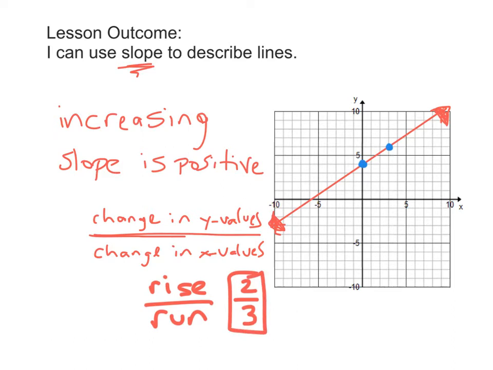Now notice, you have to remember to pay attention to if you're rising up or if you're rising down. So are you going positive or negative? Again, looking back at this, from here we're going up and right. Up is positive, if you think about this as being positive this direction, and this direction is also positive. Down is negative and left is negative. So from this point, we are going up, which is positive, and right, which is positive. And that means we have a positive 2 and a positive 3, which is a positive 2/3 slope.